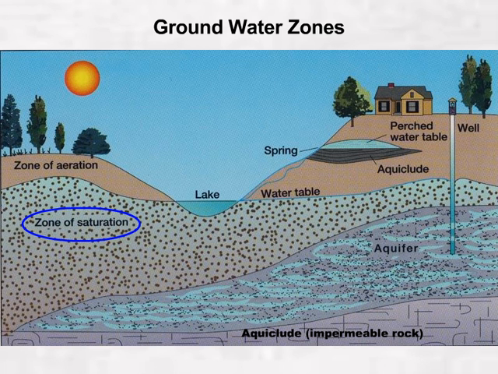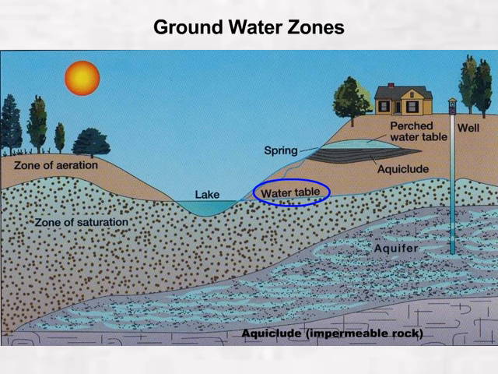Right below the zone of aeration is the zone of saturation, the groundwater zone. Here, all the pore spaces in the soil and all the fractures in the rocks are saturated with water. The bottom of the saturated zone is a layer of impermeable rock. This is the groundwater zone, and the top of the saturated zone is called the water table.